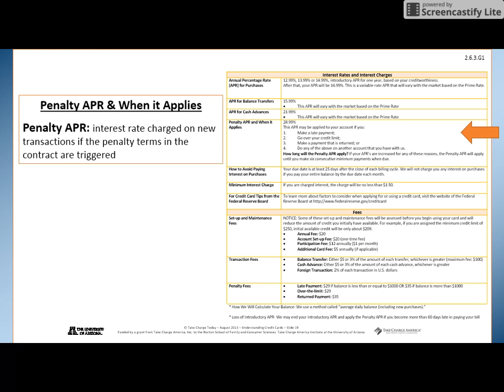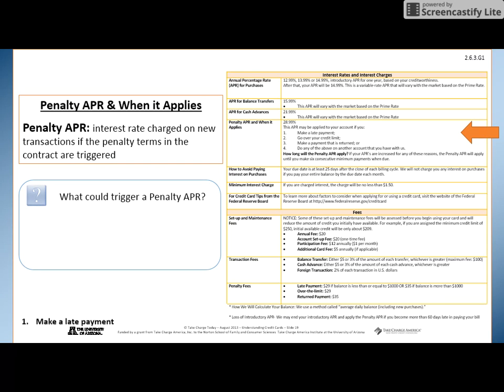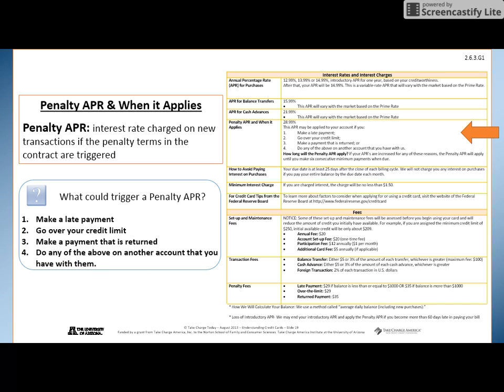Penalty APR and when it applies. A penalty APR rate is charged on new transactions if penalty terms in the contract are triggered. Make a late payment, go over your credit limit, make a payment that is returned, and do any of the above on another account that you have with them.